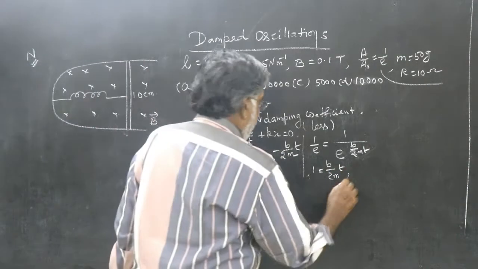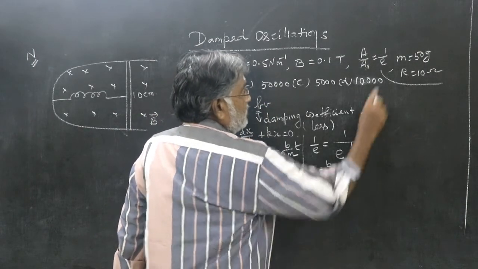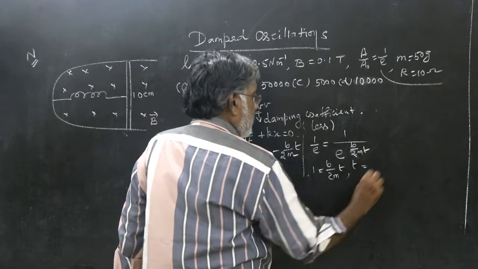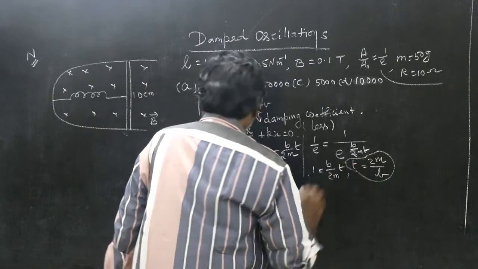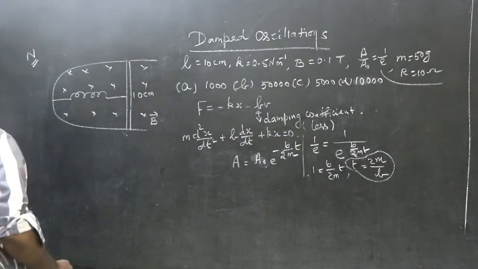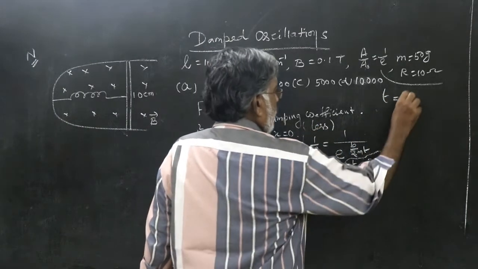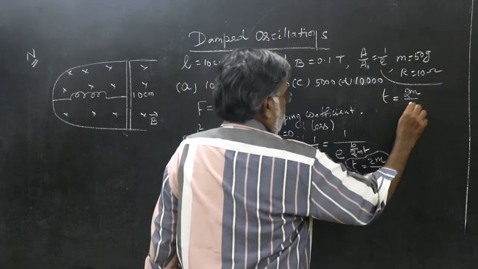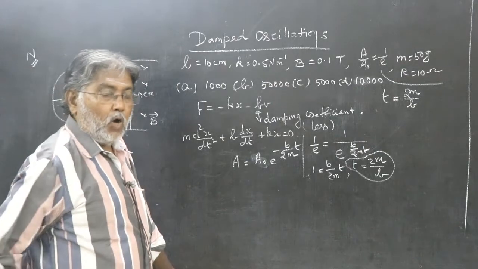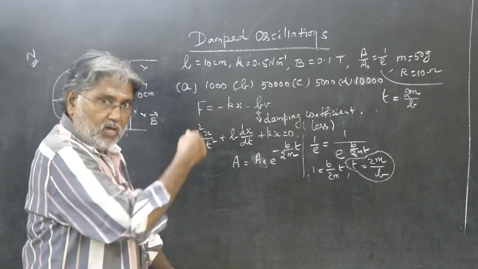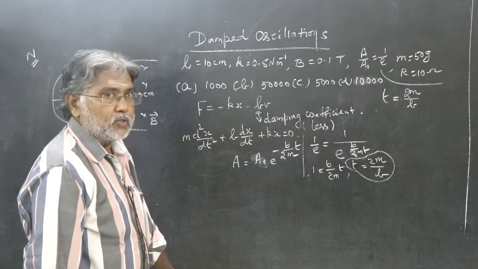Therefore, how much time does it take for the metallic strip to have its amplitude decreased by a factor of e? So t is equal to 2m by b. I write here t, the required time, is 2m by b. That is, it takes a time small t. How many oscillations it performs within this t, we are going to consider. That is in fact the question.